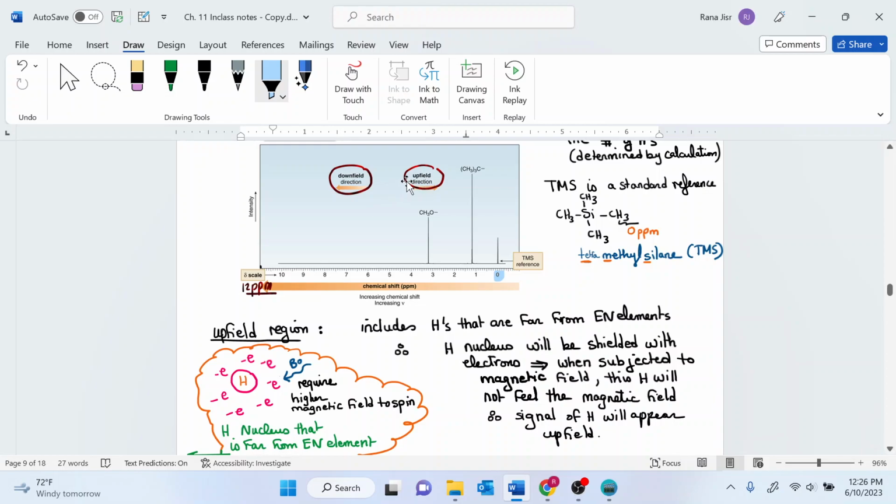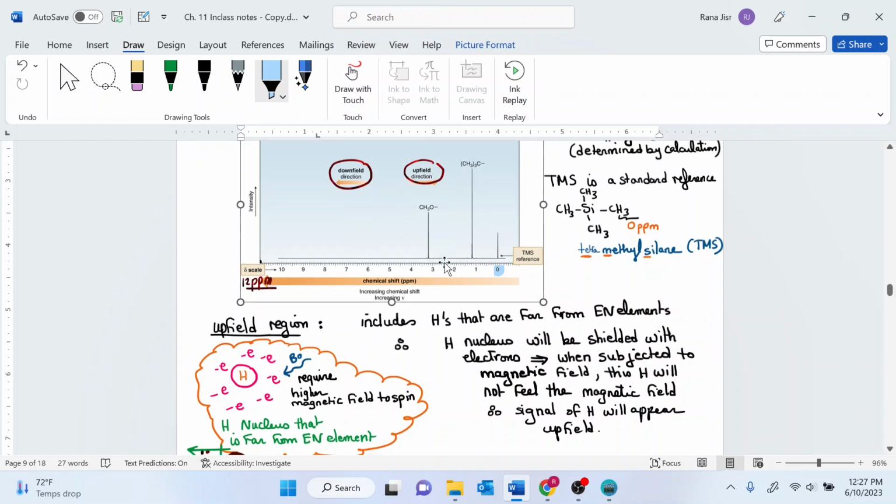Now, where's the upfield region? Where's the downfield region? It depends from one molecule to the other, from one atom to the other. It really depends in there, but take it as a rule: when a hydrogen is closer to an electronegative element, then it will need a lower magnetic field to spin, and its signal will appear downfield. And when the hydrogen is far away from the electronegative element, it will need more applied magnetic field to spin, and its signal is going to appear upfield.